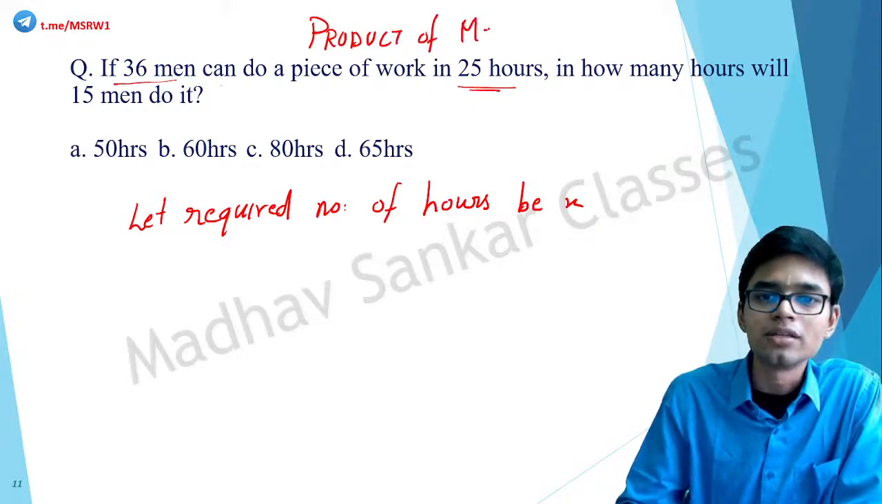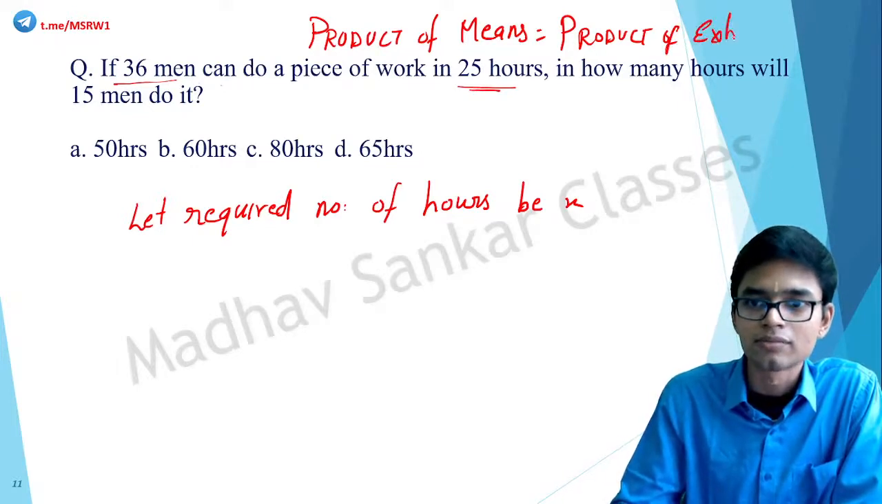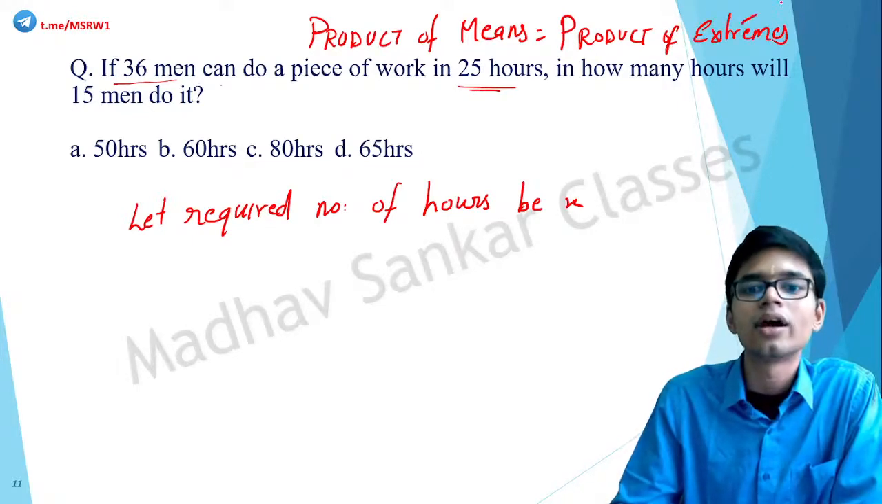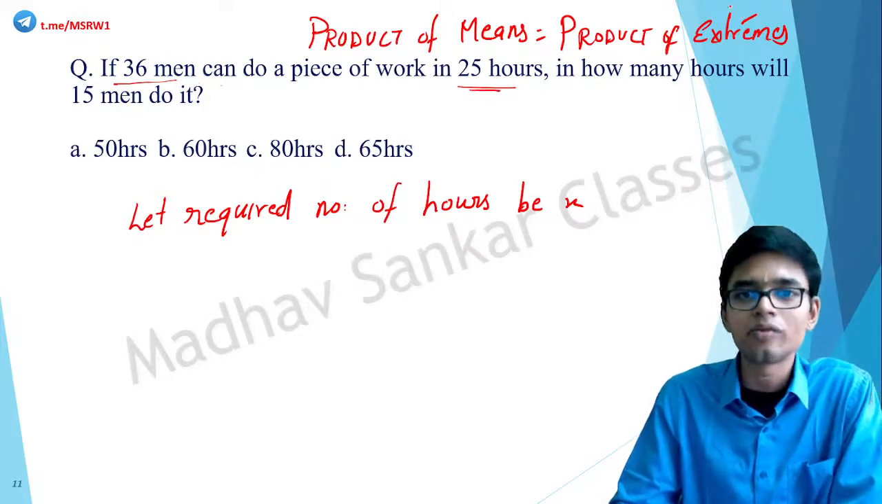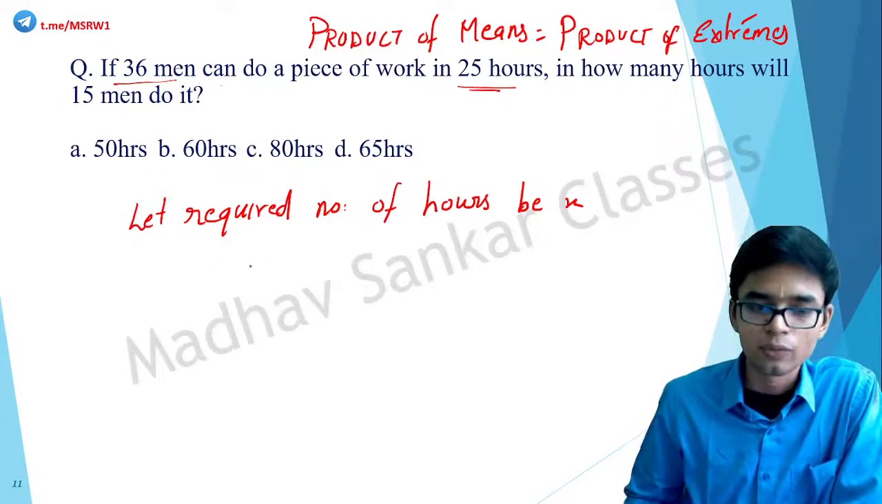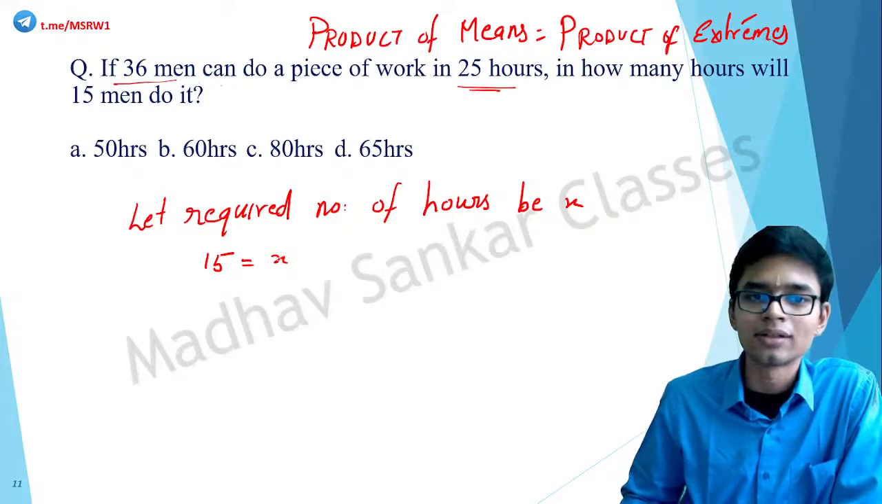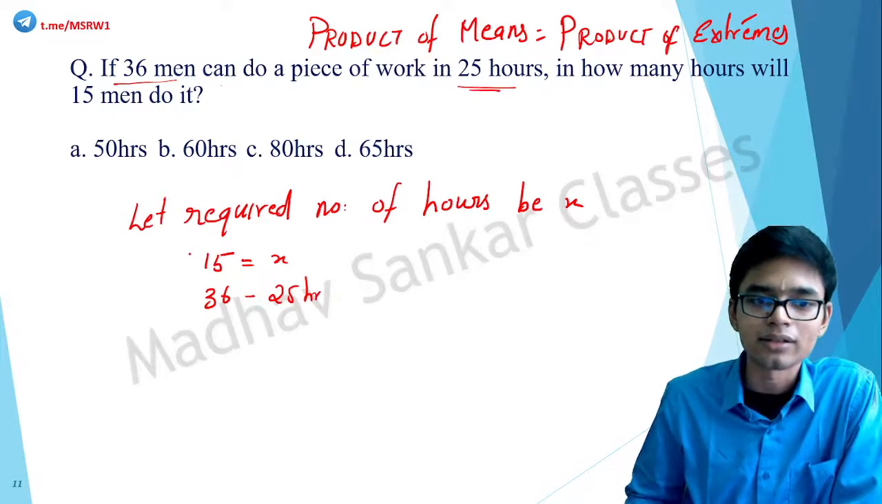Product of means is equal to product of extremes. I hope you remember that. That is how we are solving this. Let the required number of hours be x. How many hours will 15 men take to do this? Correct. 15 men will take x hours. Clear? 36 men will take 25 hours. This is men, this is time.